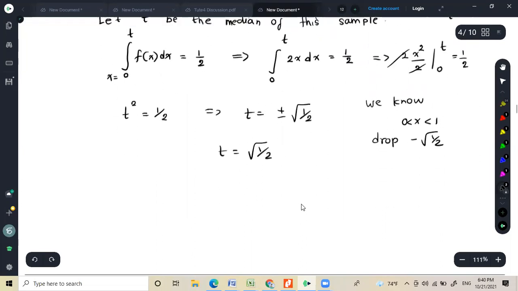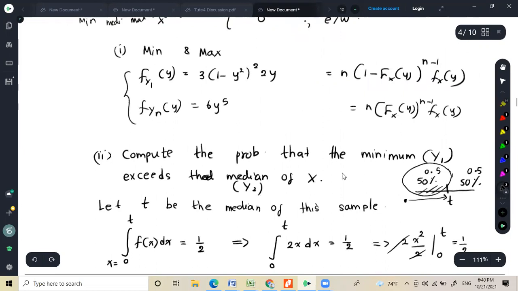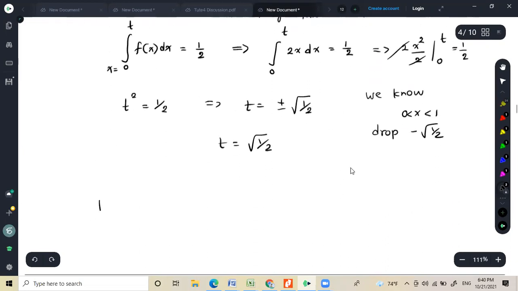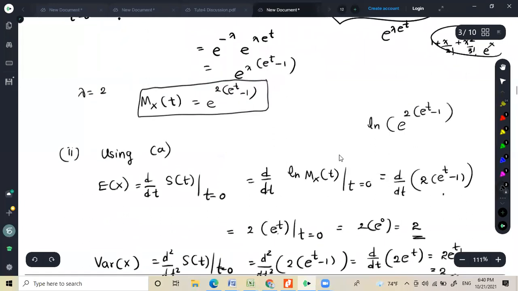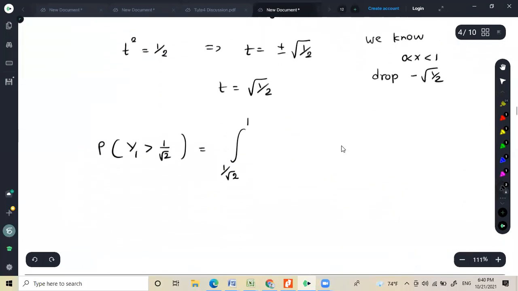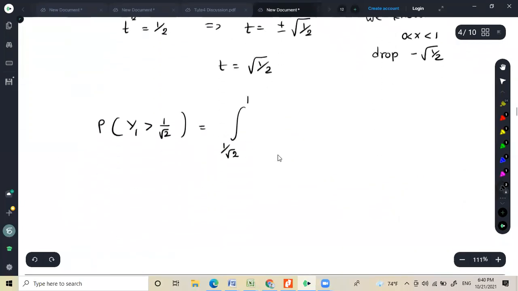Now, what do we have to find? The probability that the minimum exceeds the median. Probability. What is the minimum? y1 exceeds the median. What is the median? 1/square root of 2. So find it. You integrate. Now here's the lower bound, greater than 1/square root of 2, up to the upper bound is 1, right? It's from x from 0 to 1. So greater than 1/square root of 2. So evaluate from 1/square root 2 up to 1.